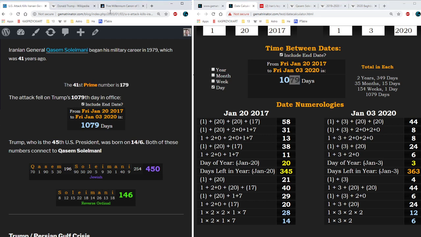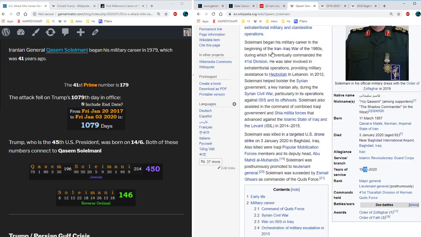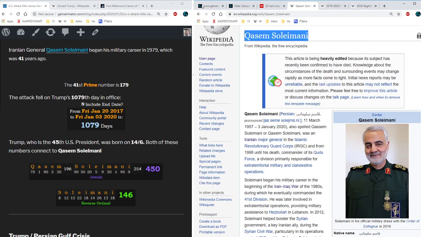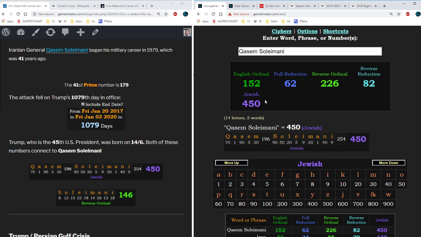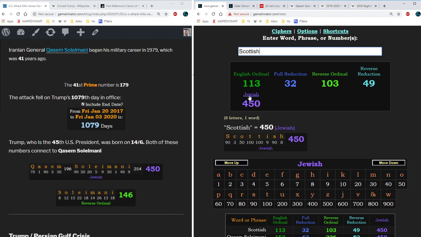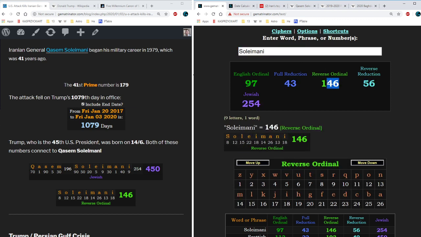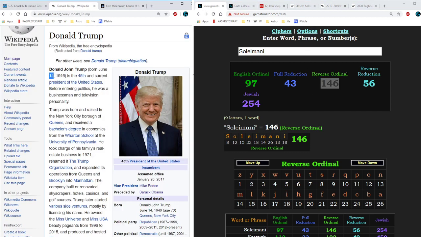And the numeric connections between these men seem to be pretty significant. Soleimani's name in Jewish Gematria sums to 450, which is the value of Scottish. Remember, it's the Scottish Rite of Freemasonry headquartered in D.C. Donald Trump is the 45th U.S. president. Furthermore, just his last name, Soleimani, sums to 146, which is very similar to Donald Trump's 14/6 date of birth.